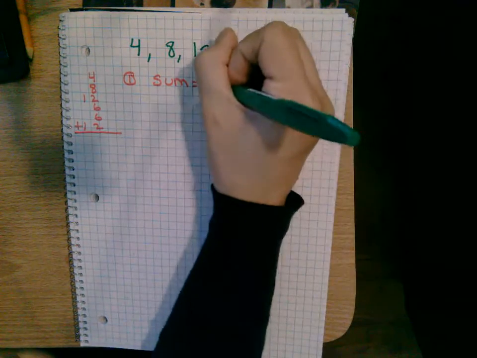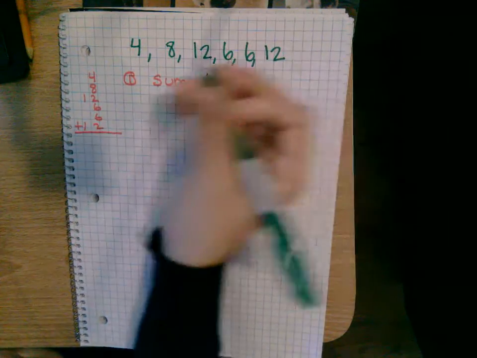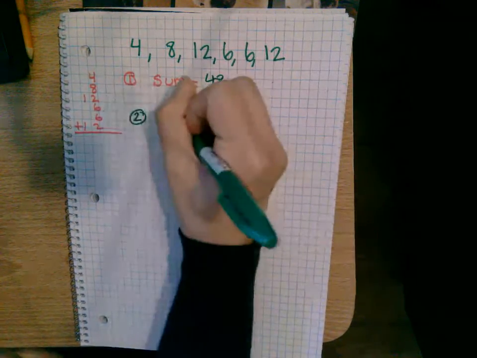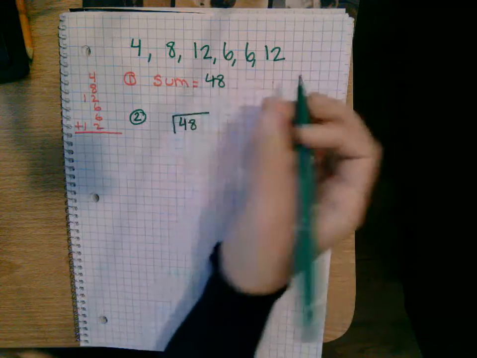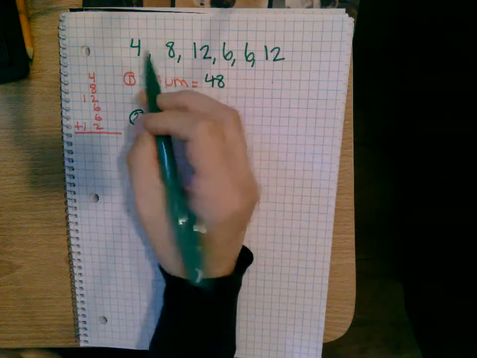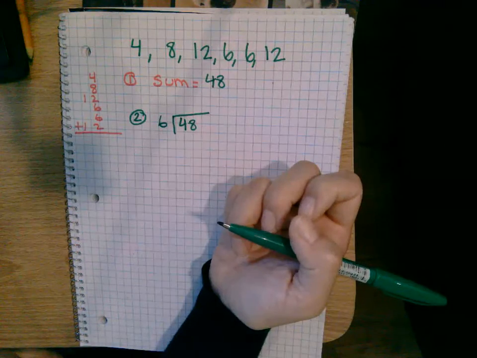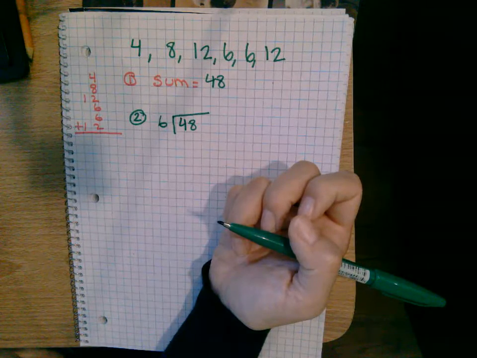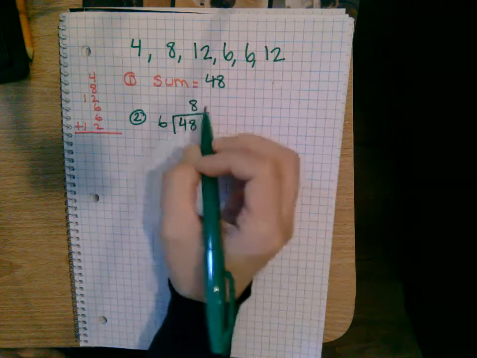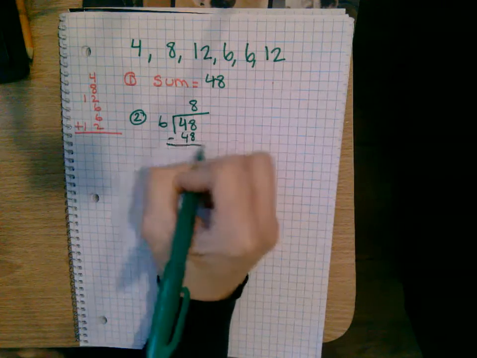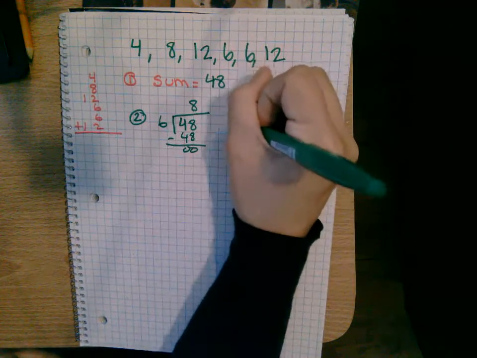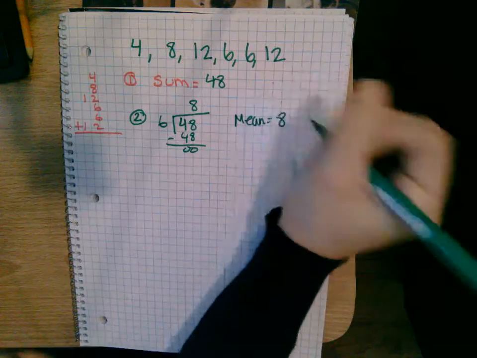Okay, 48. Am I done? Nope. Step number 2. I've got to take 48 and divide it by 6. What's 48 divided by 6? 8. We agree with 8. Yep. 8 times 6 is 48, remainder 0. So that means that our mean is equal to 8.